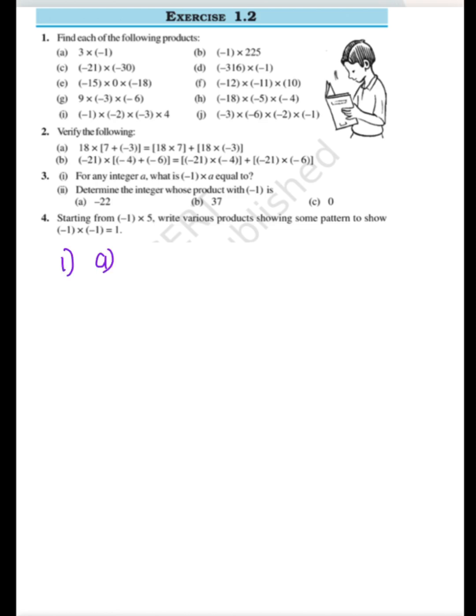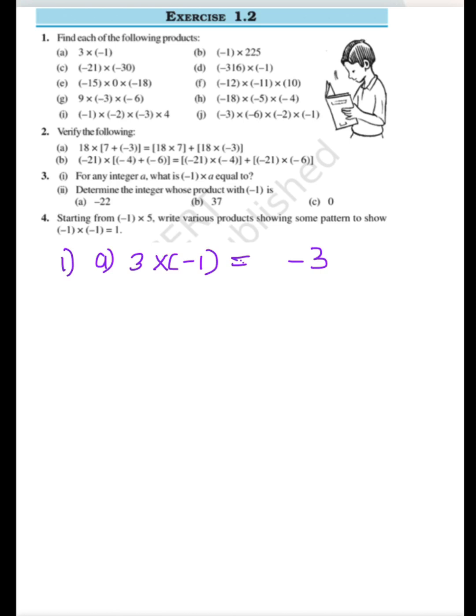3 into minus 1. That's very easy. What is 3 into 1? The answer is 3. And here, since there is only one minus sign, you can put a minus sign. 3 into minus 1 is minus 3.